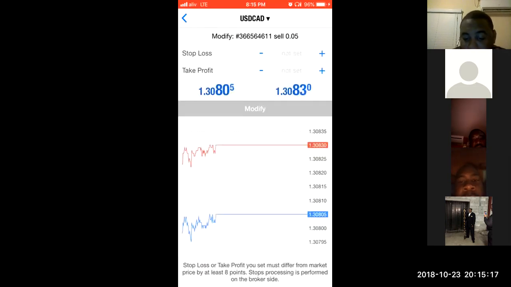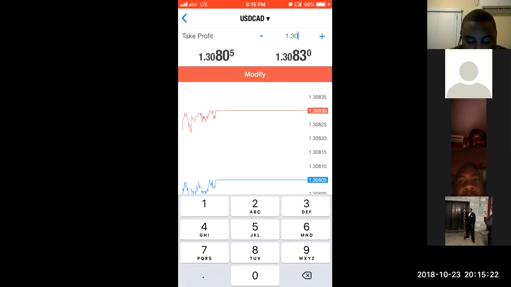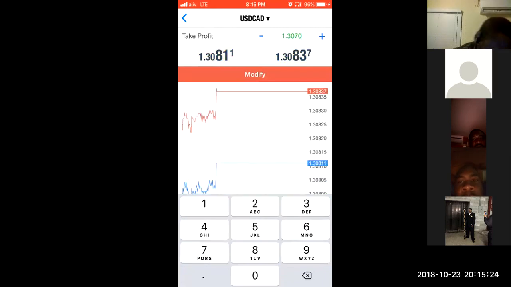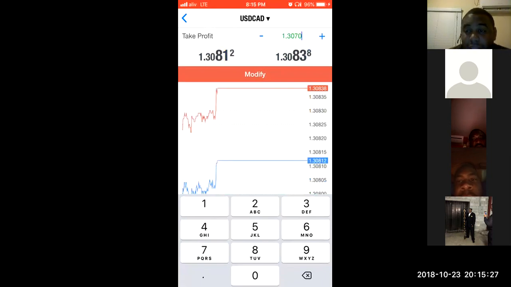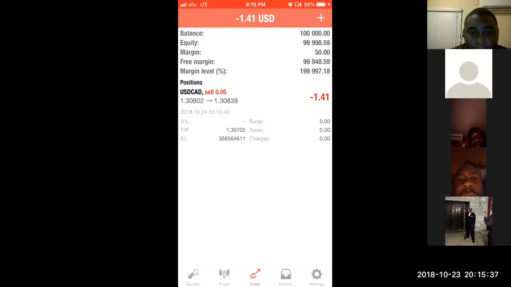If you have an iPhone, you have to remember what your entry point is or write it down. 3080 minus 10 is 3070. I just put the 2 back because I removed the 2. I hit modify, trade modified. Now you can see that my TP is 10 pips below my entry point, which is 1.30802. My TP is 10 pips at 1.30702. I took 10 away from the 80 because I disregarded the last digit. I just put it back.